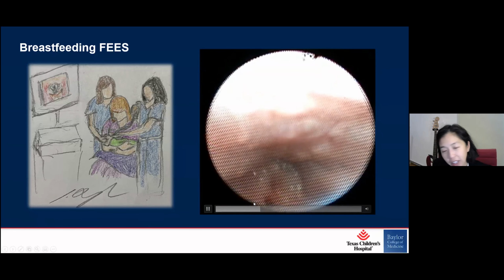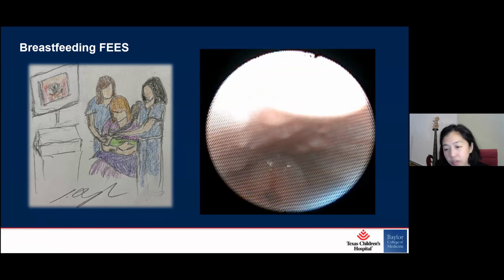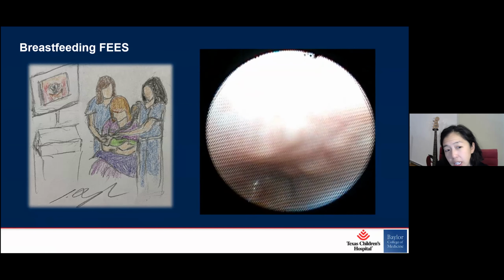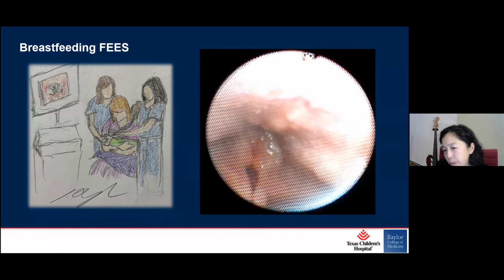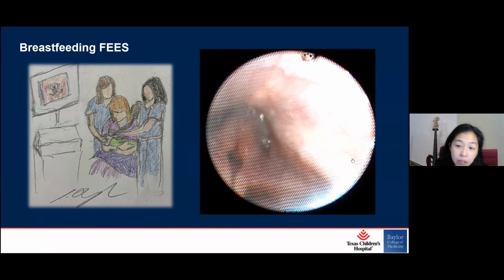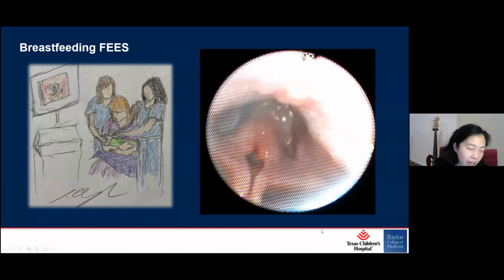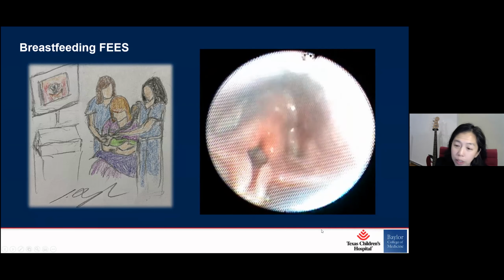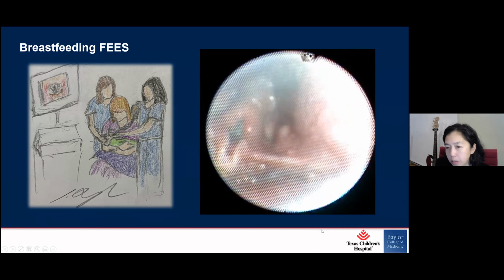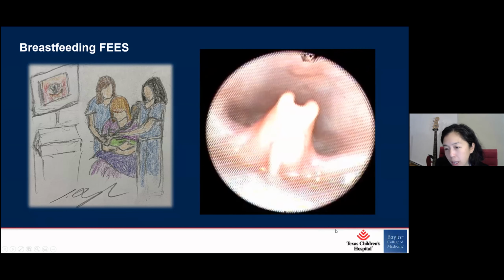I'm just going to put a plug in that in infants who are strictly breastfeeding, we use quite a lot of FEES, where we will do the FEES actively while the baby is breastfeeding. And it's a really nice other option, especially for our children who don't take the bottle, and then a videoscopic swallow study is not an option.